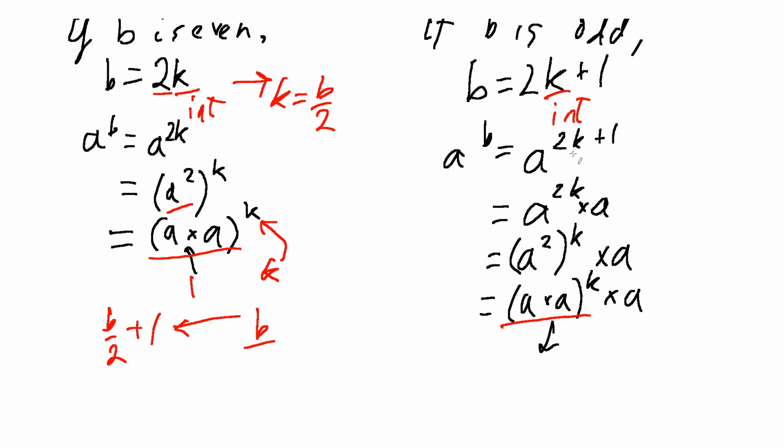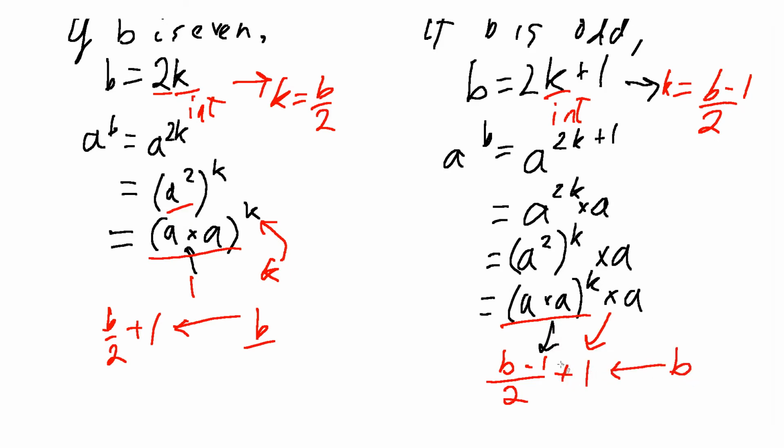So we know that k is equal to b minus 1 over 2 from this calculation. So this will be b minus 1 over 2. And then we're doing this one extra multiplication, so plus 1. And that again is an improvement from b. We're almost halving the amount of times that we have to multiply. So this is an improvement in both cases.